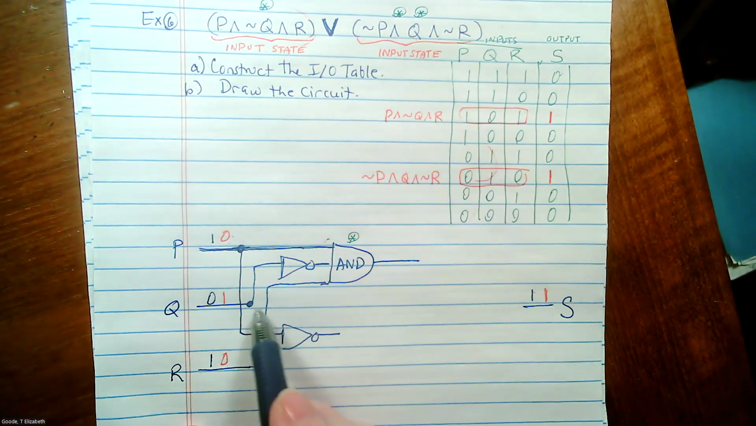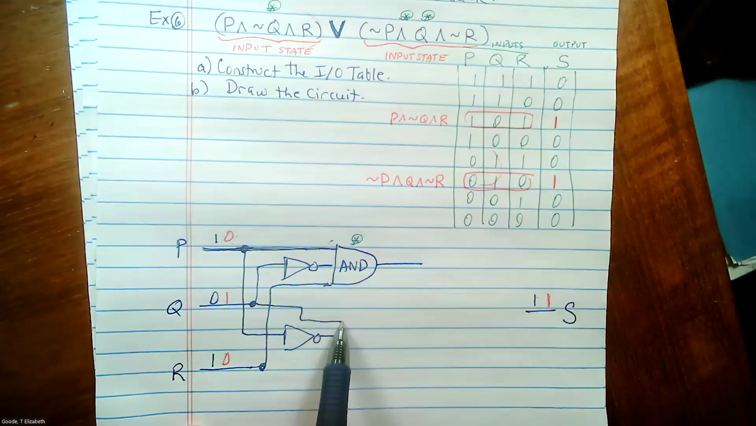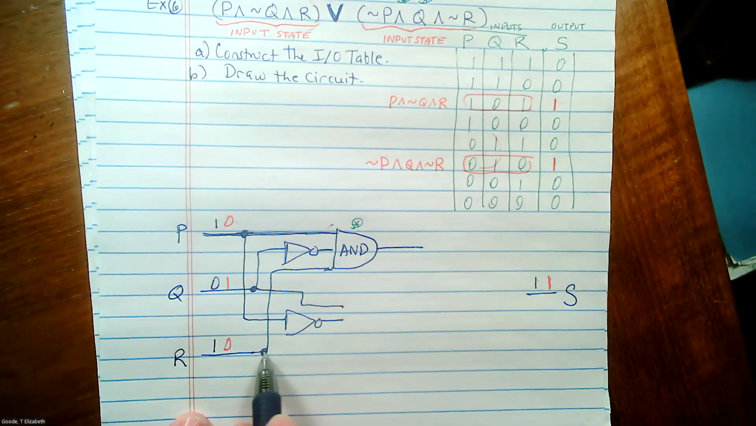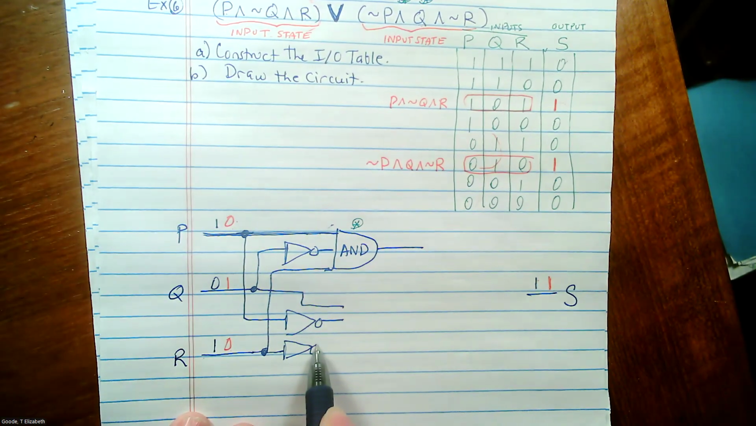We need the Q wire. Okay, so here's the Q wire. We'll bend it down and get it close. There's the Q wire. We need NOT R. All right, well, here's R. Let's just pull it forward a little bit, and let's build a NOT R.